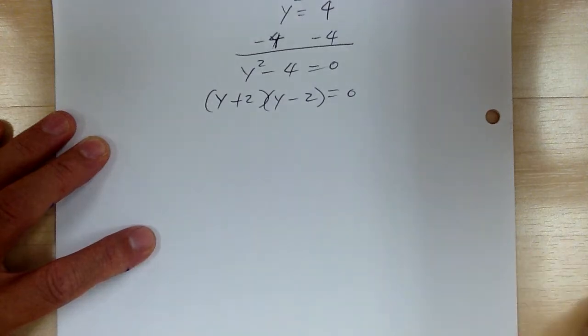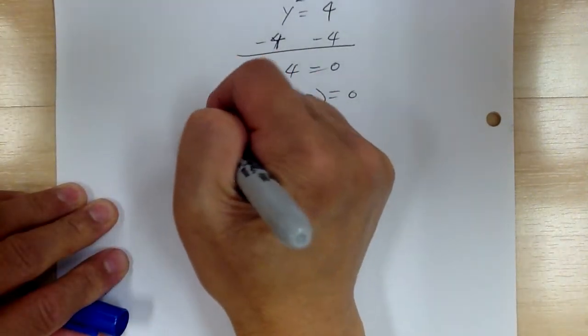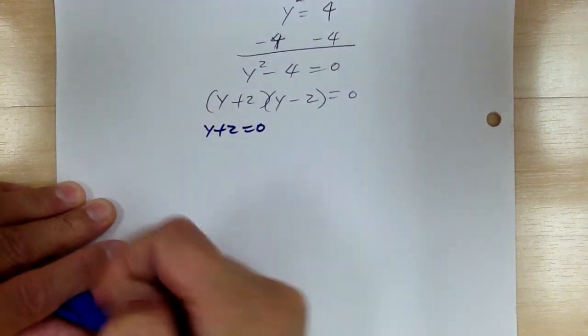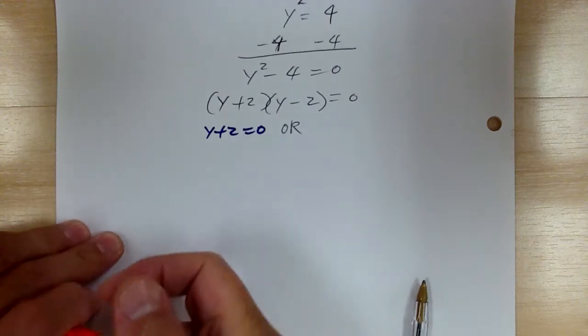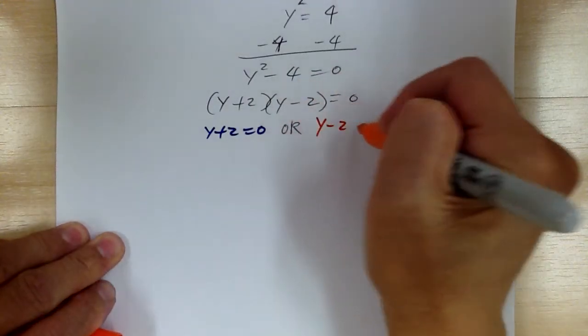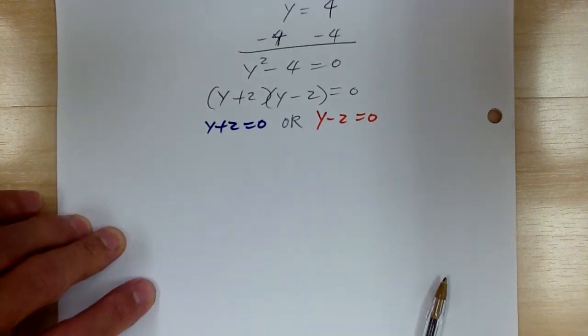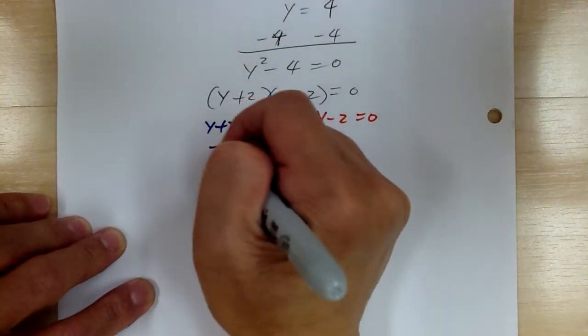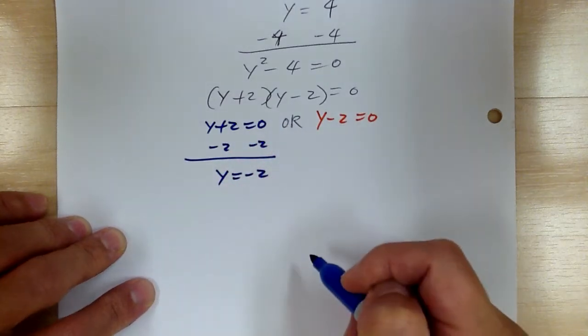So from here, again, you're going to get two possibilities. You're going to get 2 sets. You're going to get y plus 2 equal to 0, or on the orange side, you're going to get y minus 2 equal to 0, right? Then from here, let's go and solve the blue side first. So minus 2, so you're going to get y equal to negative 2.